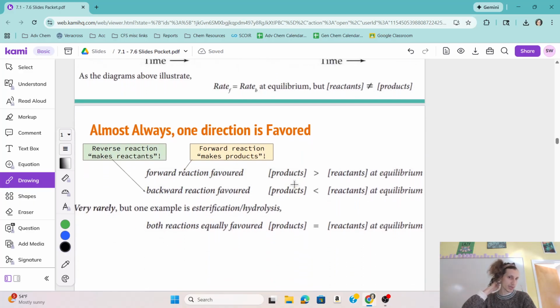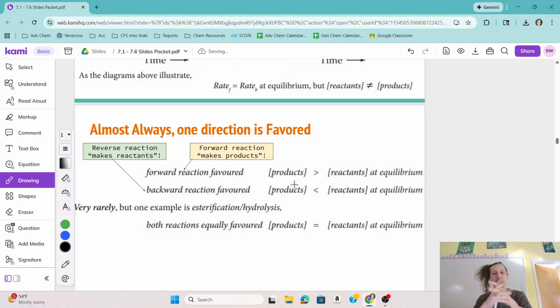generally speaking, when we have a reversible reaction, an equilibrium reaction, one direction is favored. So that means you're going to end up with more of that direction's output than the unfavored reaction. So let's say the forward reaction is favored. What does a forward reaction do? It makes products. So if you're making more products, when you reach equilibrium, you're going to have greater concentrations of products than you will reactants.